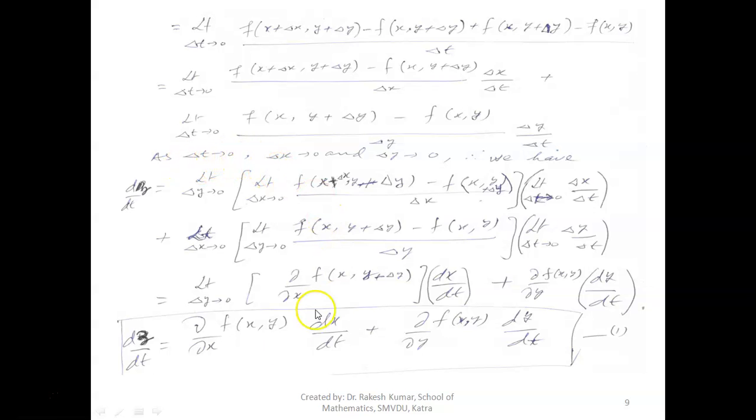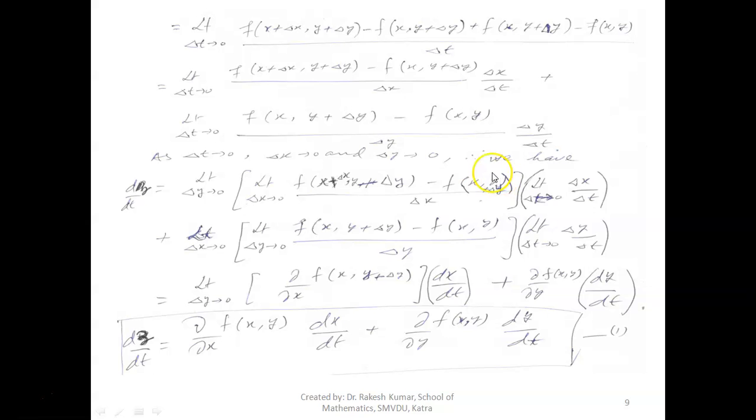So as delta t tends to 0, delta x and delta y also tend to 0. Therefore we have dz/dt equal to limit delta y tending to 0 and limit delta x tends to 0 of [f(x plus delta x, y plus delta y) minus f(x, y plus delta y)] upon delta x, into limit delta t tends to 0 of delta x upon delta t, and similar thing is done with the second term. Okay. So therefore we get limit delta y tends to 0.